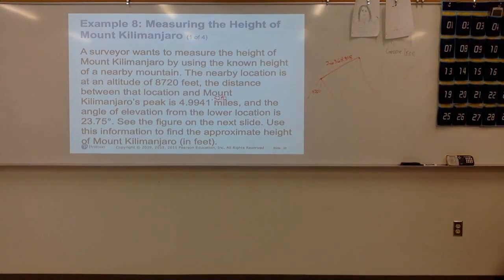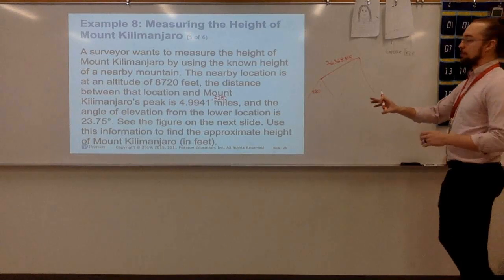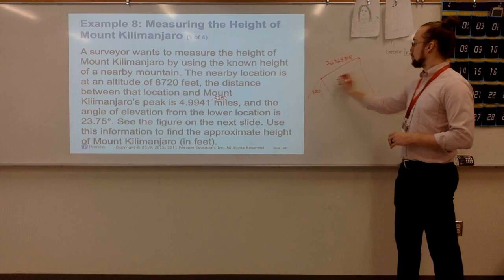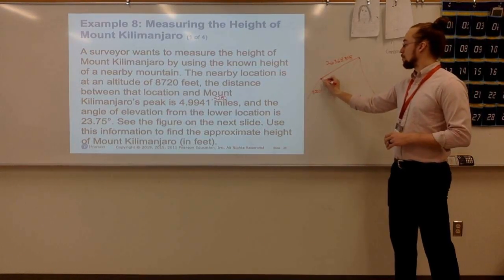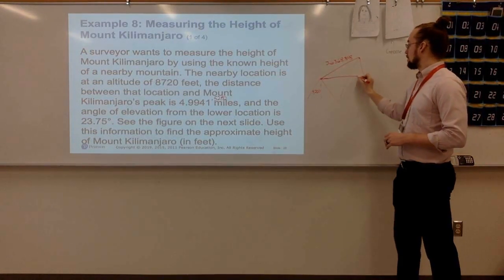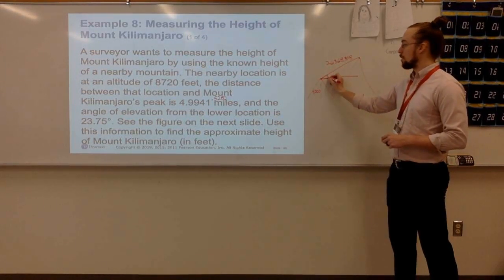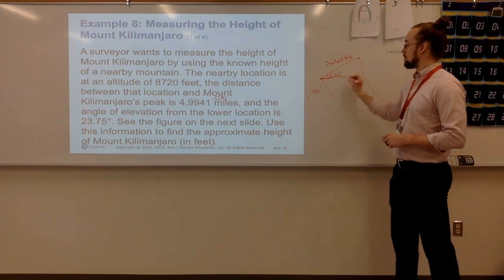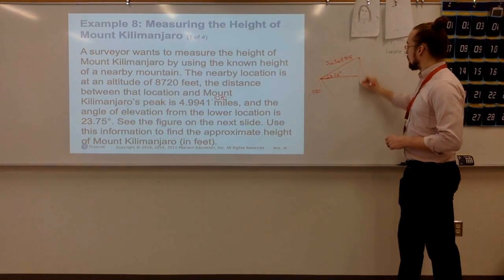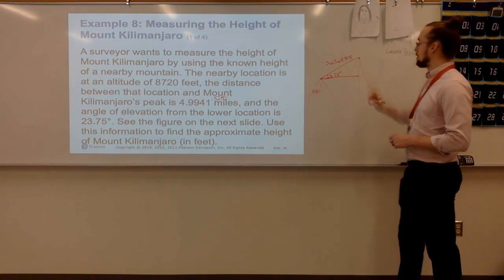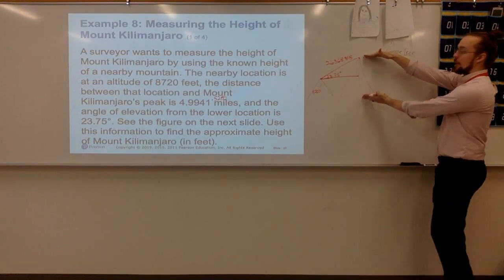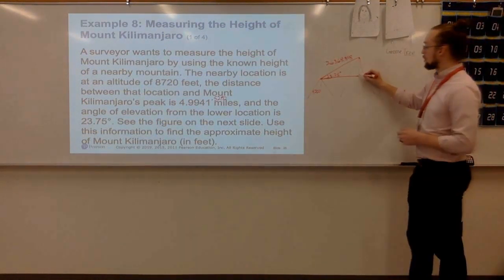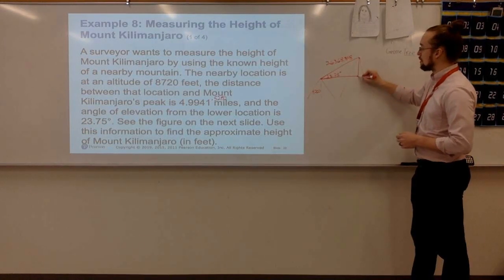So from that information, we got one more piece of information. The angle of elevation from the lower location to that peak. So that's creating this right triangle here. We're saying this angle of elevation is 23.75 degrees. So from that, I want to find the entire height. I want to find the entire height of Mount Kilimanjaro. Well, first, I'm just going to need to find this piece.